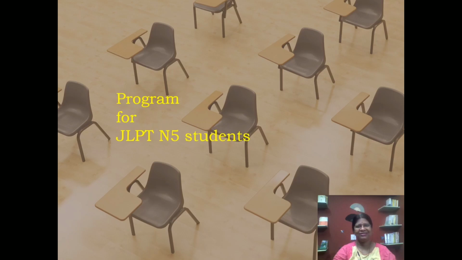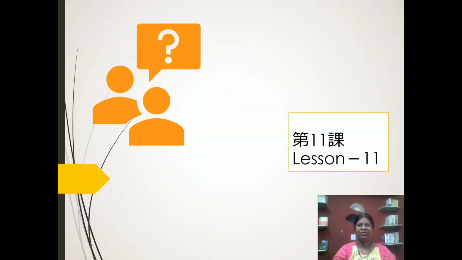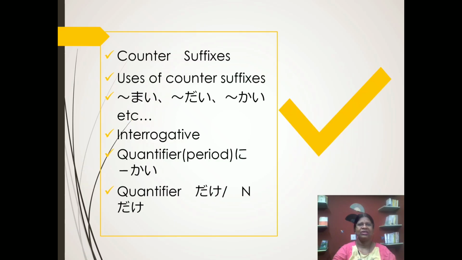Welcome to new lesson. Today we will learn lesson 11, Dai Ju Ikka. In this lesson we will learn counter suffix and uses of counter suffix. As you know, there are so many counter suffix in Japanese language as per the things. So we will learn about that. Then how to put interrogative questions in counter suffix and quantifier ni kai, quantifier dakke.